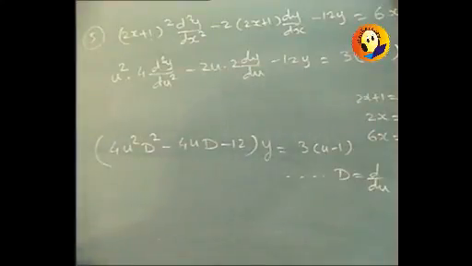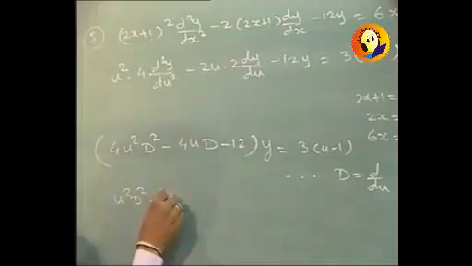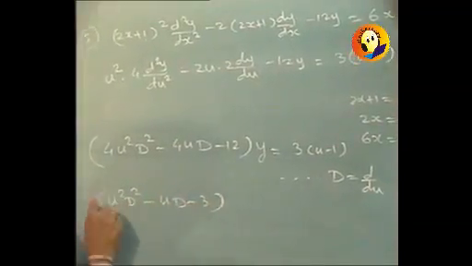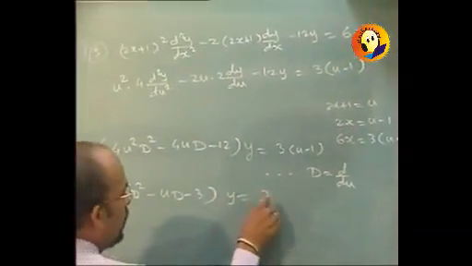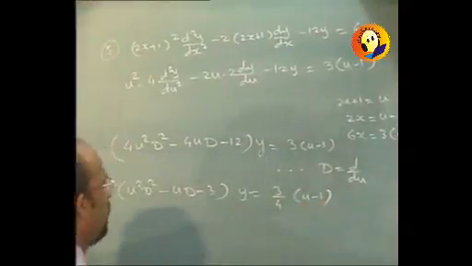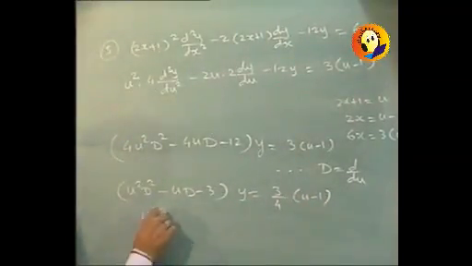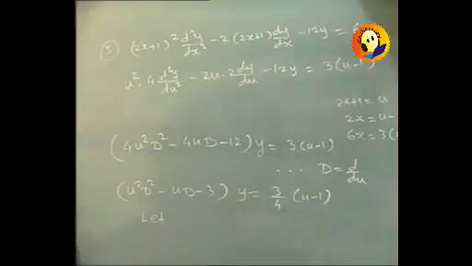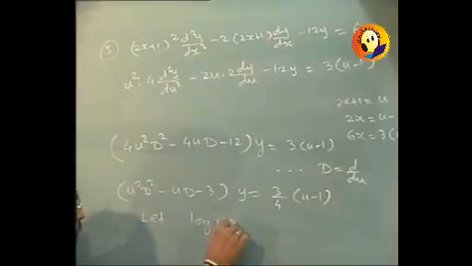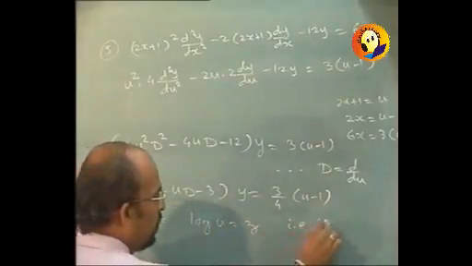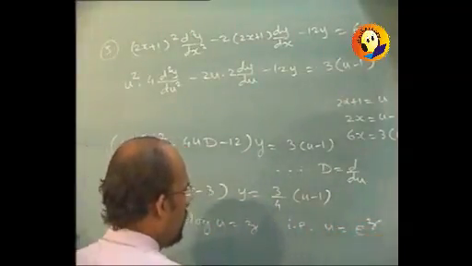Four can be taken common from the left hand side, and it will turn out to be (u square D square minus uD minus 3) bracket complete operating on y equal to 3 by 4 into (u minus 1). Substitution over here is like homogeneous. When we had x square D square, the substitution was log x equal to z. Here it will be log u equal to z, that is u equal to e raised to z.